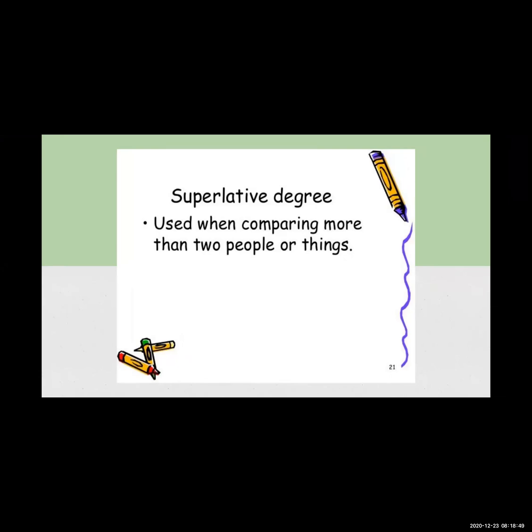So what is it? It is used when comparing more than two people or things. Now we are comparing between two people or more than two people. There are not only two people, but more than two people. Because of that, the superlative degree is being used.